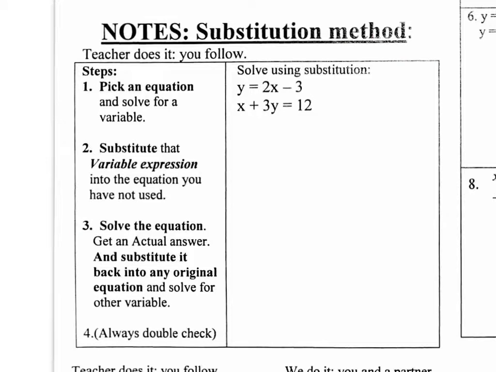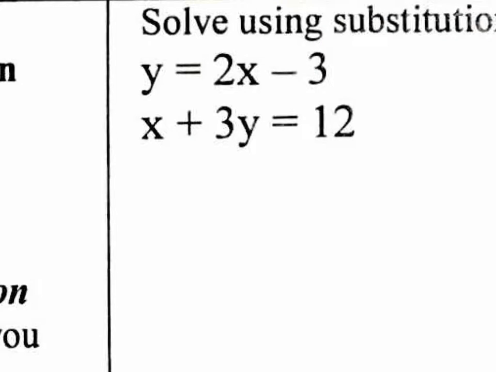So we're going to be covering the substitution method here. It's explained on the left column, and we're going to actually follow the steps and do the work on the right. So step one says pick an equation and solve for a variable. Okay, so if I tell you pick an equation, the top one or the bottom one, and then solve for a variable. In other words, get x by itself or get y by itself. If I tell you pick an equation and get a letter by itself, which equation would you pick?